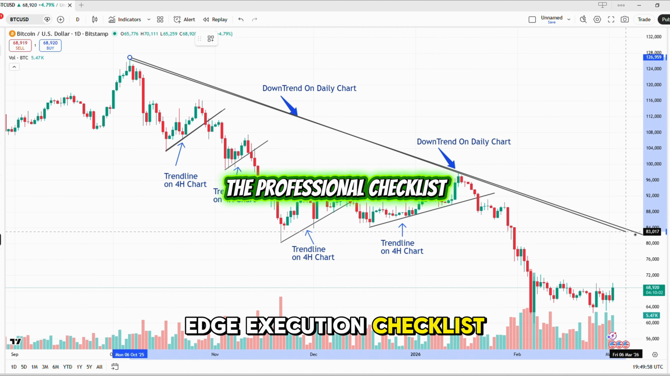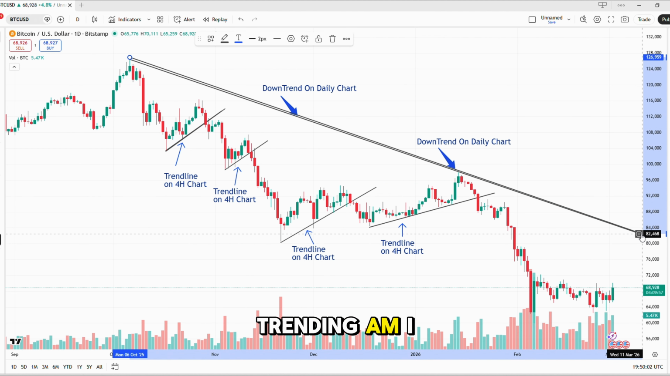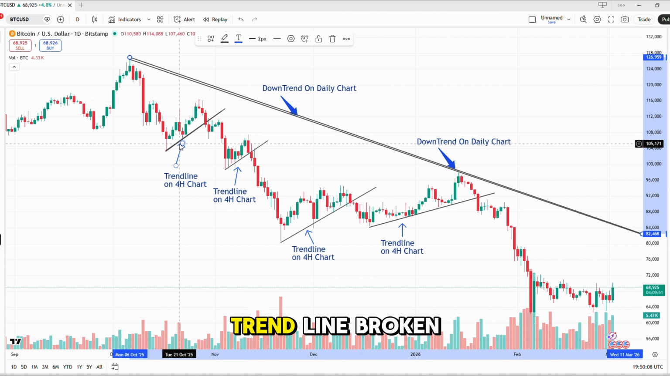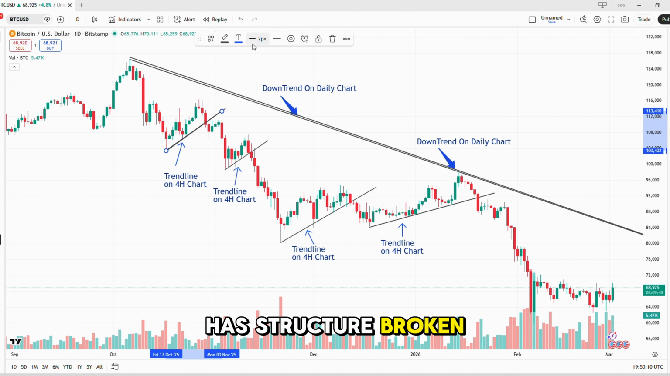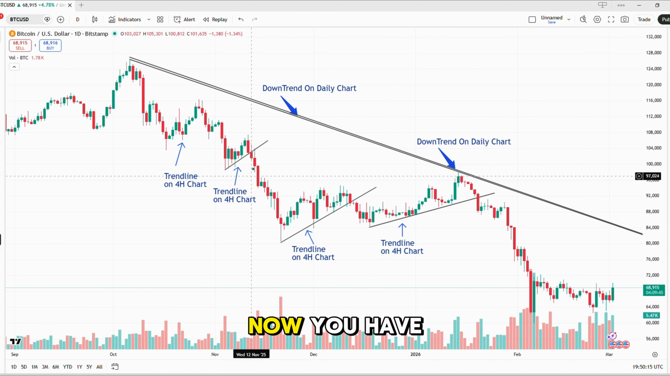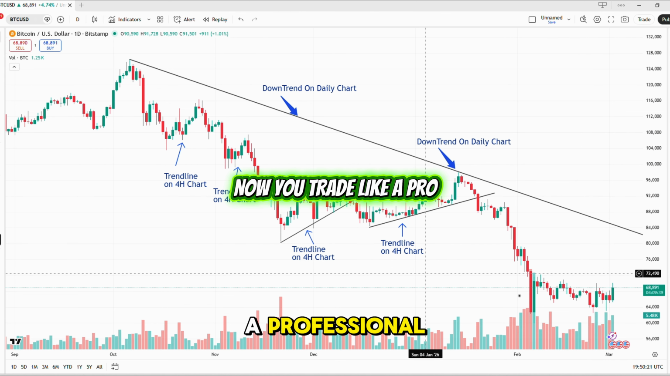Execution checklist. Before entering, ask yourself, is the daily trending? Am I trading with that direction? Is this a correction on the 4-hour chart? Has the correction trend line broken? Has structure broken in my favor? If all 5 answers are yes, now you have a structured trade. Now you have probability. Now you are thinking like a professional.